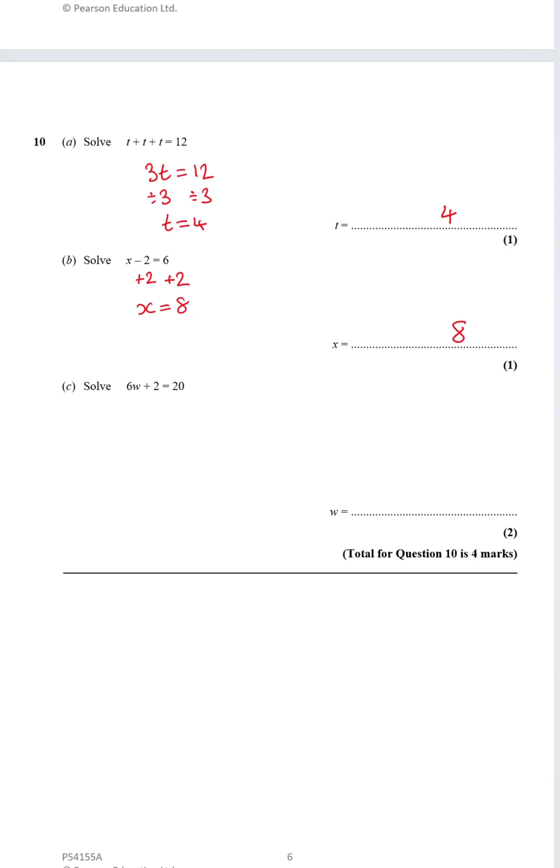Two-step equation this time. I'm going to start by moving my constant away from my variable. Here's my constant. Here's my variable. I take 2 from both sides. 6w therefore equals 18. Divide both sides by my coefficient. Therefore w equals 3.